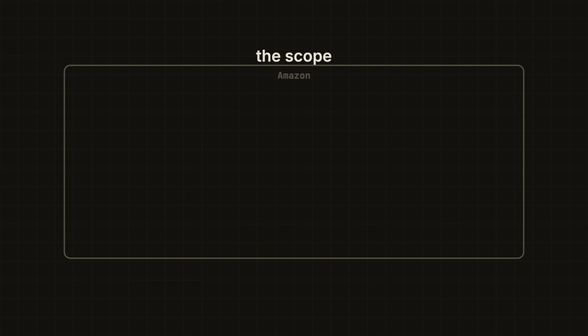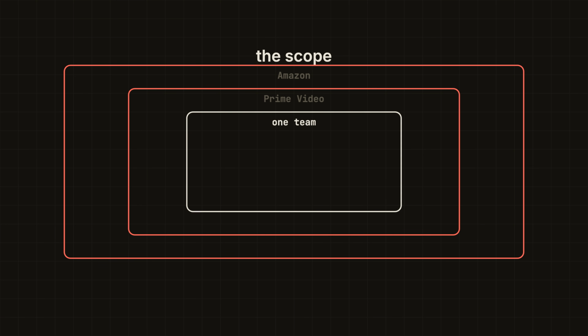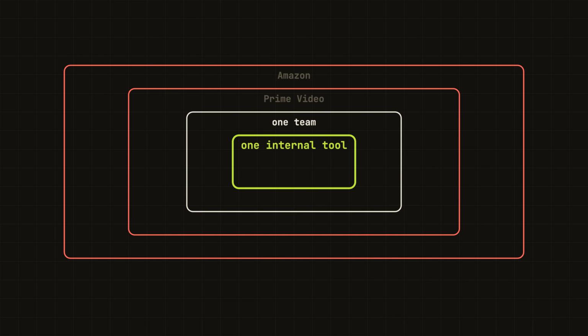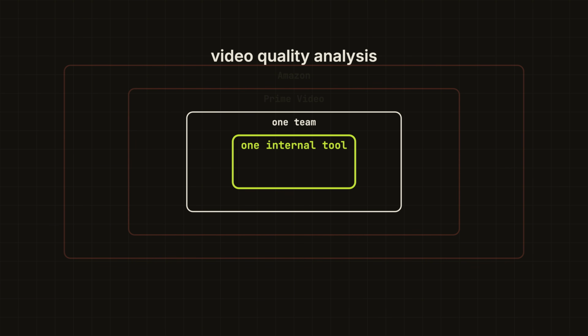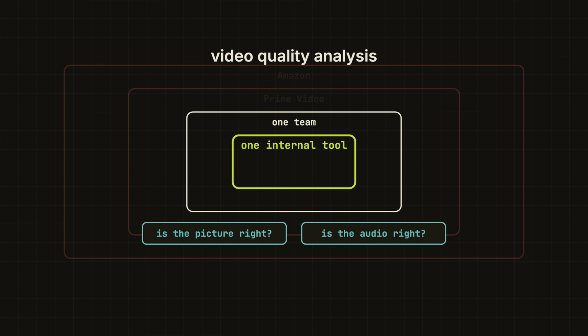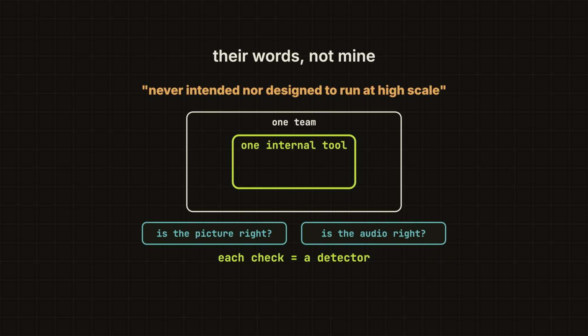First, the scope. This was not Amazon. It was not even Prime Video as a whole. It was one internal tool owned by one team inside Prime Video, a team that inspects audio and video quality on streams. Is the picture right? Is the audio right? And each of those checks they call a detector. And in their own words, they never intended nor designed it to run at high scale.